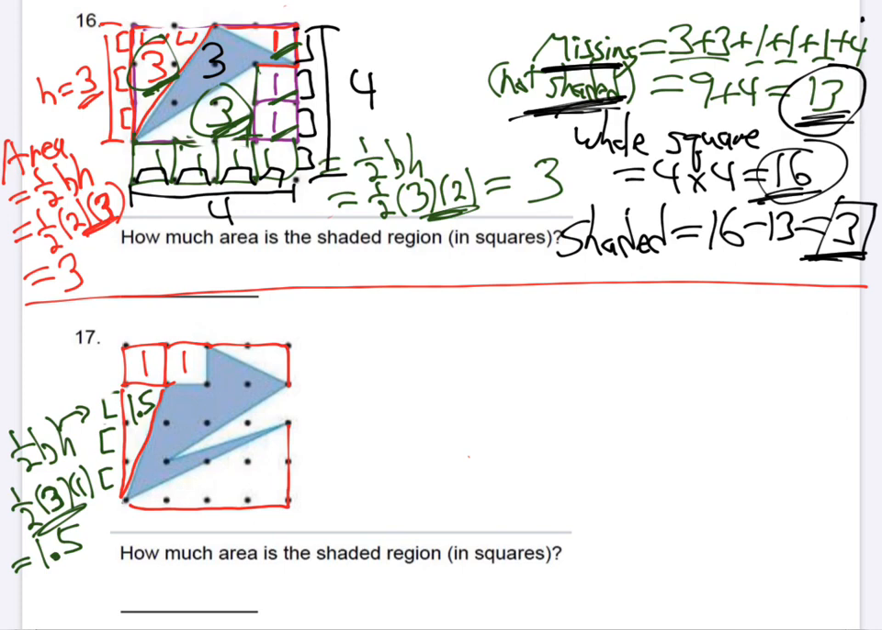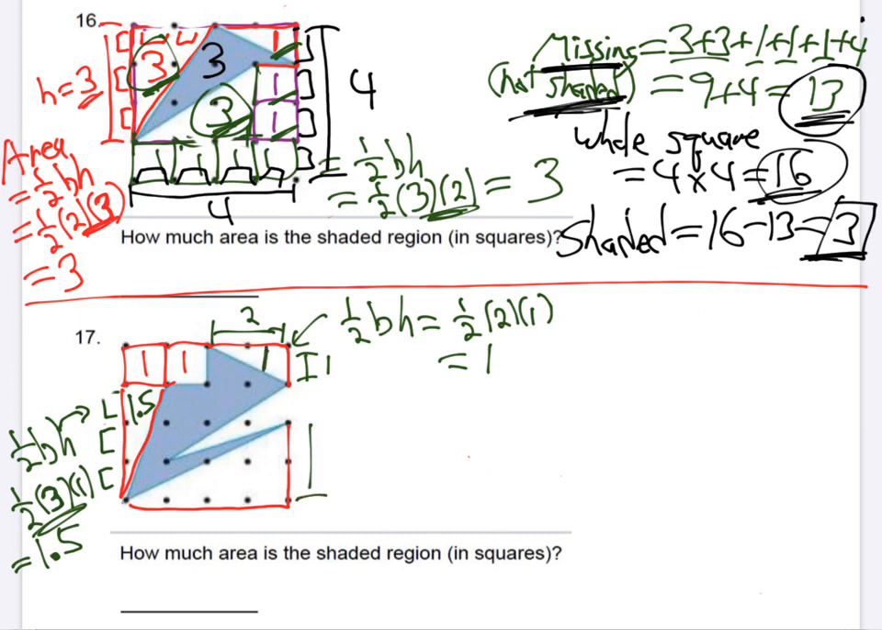So the area of this triangle is half base times height. From here to here must be 2, and here to here must be 1. So half of 2 times 1. Half of 2 is 1. This must be 1.